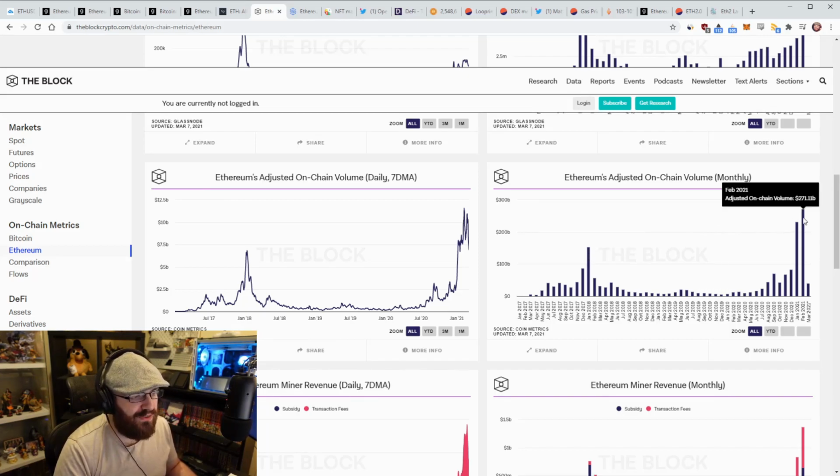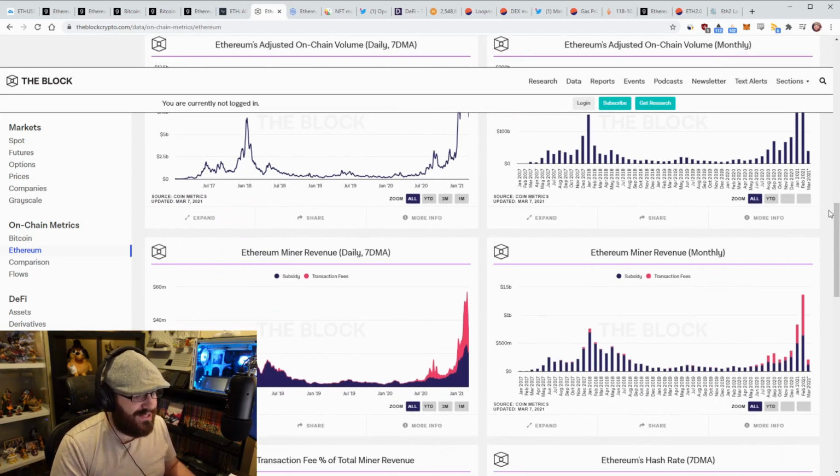And what's even more impressive about this is that back in January of 2018, we didn't have stablecoins on the market, which take up a lot of the on-chain volume here. So to see that ETH is still being used very strongly here is incredible. It's absolutely incredible. So there's that metric.